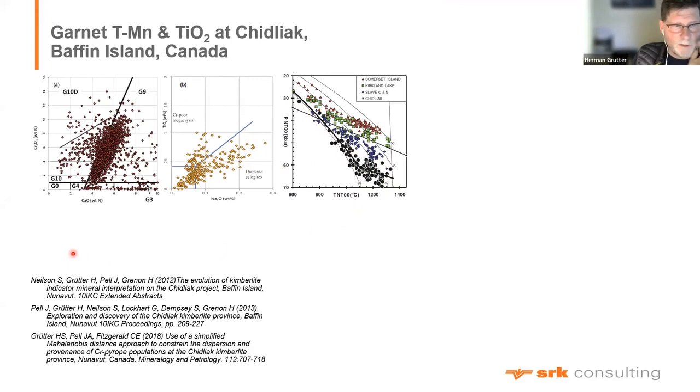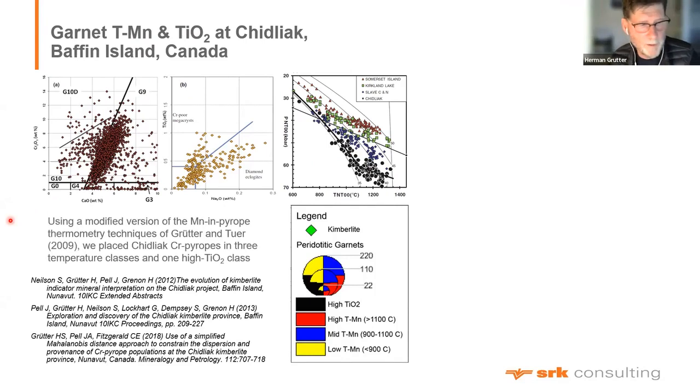So I will leave that part of the story alone and look at the manganese and titanium outcomes. In other words, the beach balls that we were able to construct for Chidliac. Before we go there, we did a little modification to the manganese thermometry, or the beach ball representation. Basically, we added one high titanium class. So the same temperature classes based on manganese thermometry, yellow, blue, and red, the same temperature brackets. We've just added a black high titanium category, just as a black sector in the beach ball.